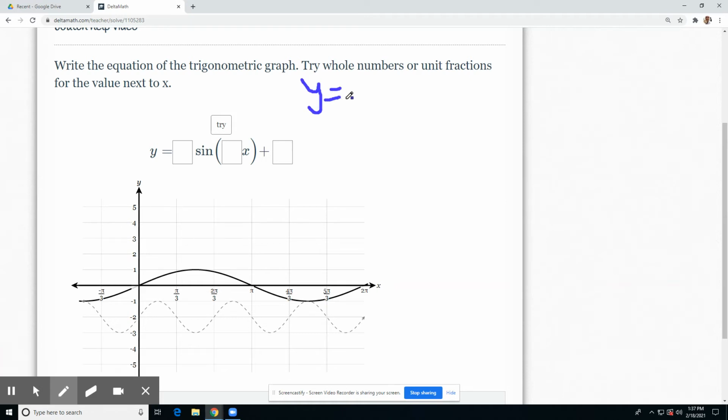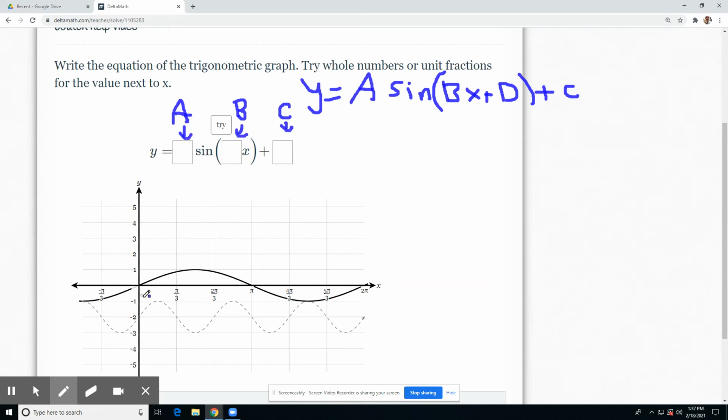So foundation y is equal to a sine of bx plus d plus c, where this part is inside the trig function. All right. So we're looking for a, we're looking for b, and we're looking for c. Okay. Our midline. Midline's first. So midline is max plus min divided by 2. And this is a y equals equation.